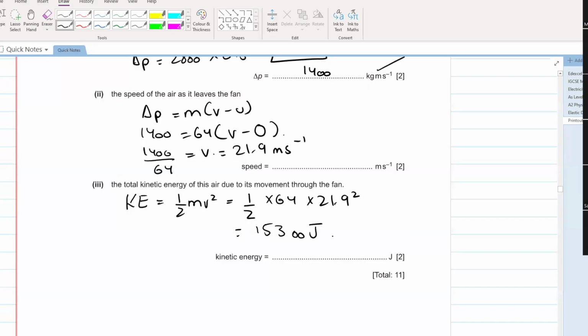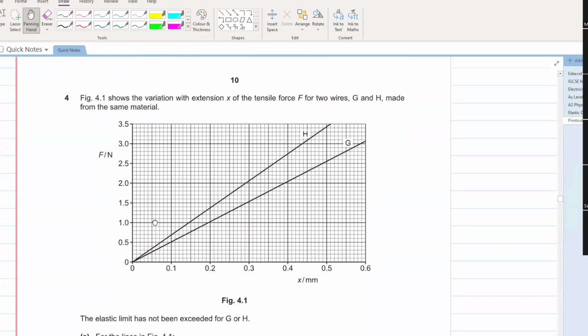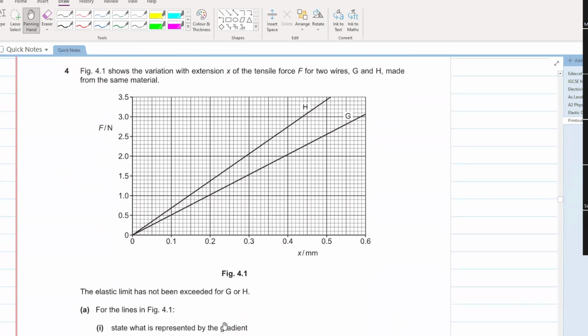Let's further move ahead. I always write my answer to three significant figures. If you want to write the answer to two significant figures, I will give you full marks and the examiner will as well.